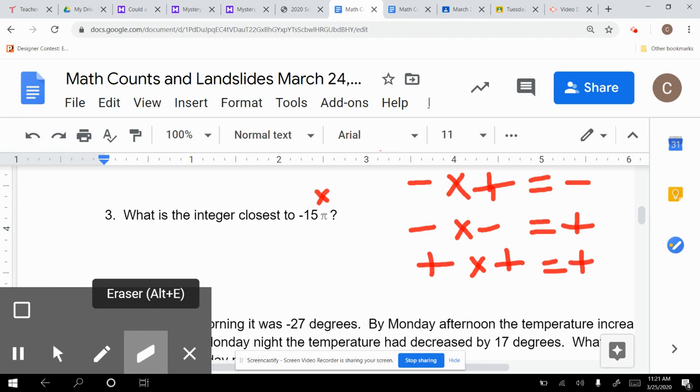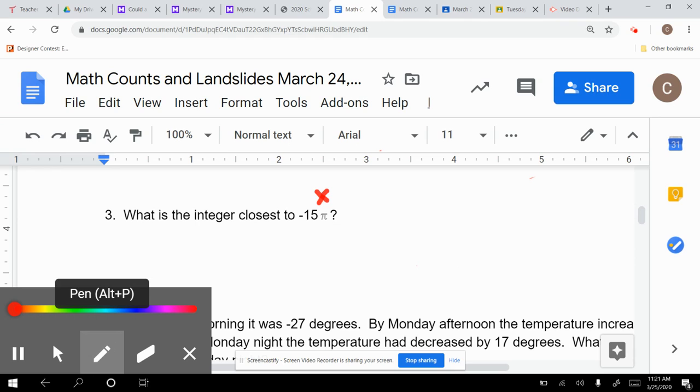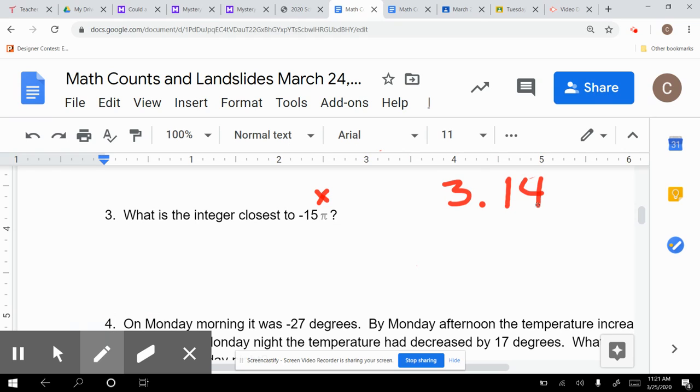So let's keep that in mind. Okay, so just for the sake of going through the algorithm, I will do it algorithmically. I'm going to put the 3.14 at the top, okay? And I'm going to multiply by 15, but I'm going to just keep in mind that it is a negative 15. So 5 times 4 is 20.